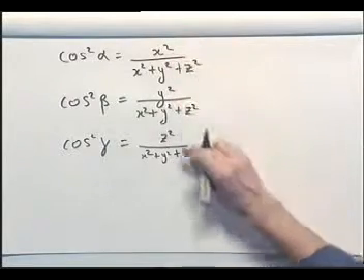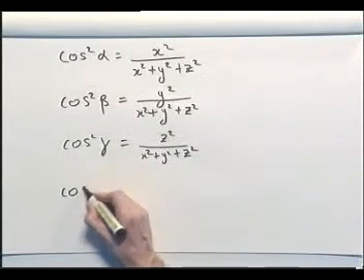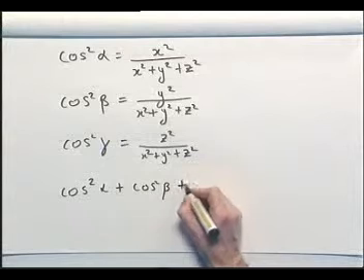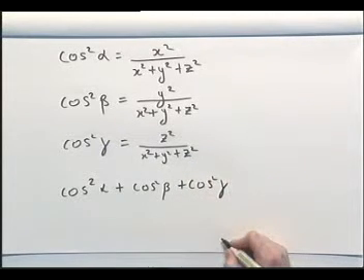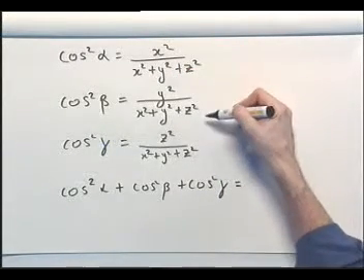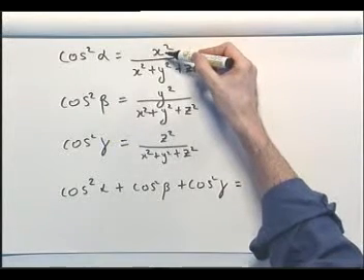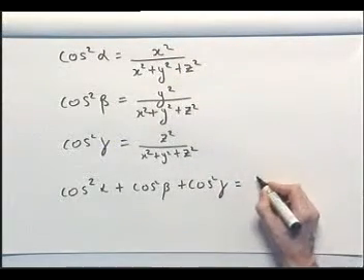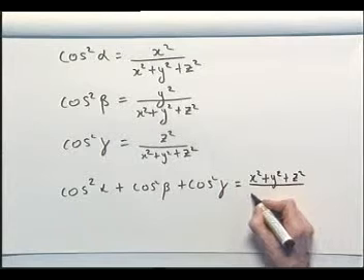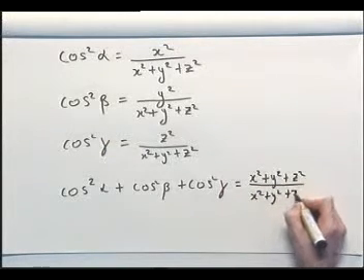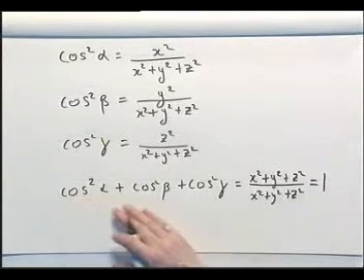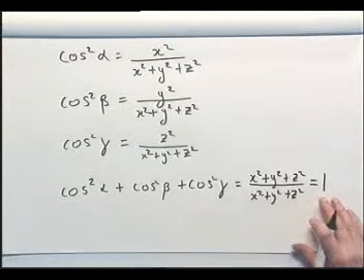Now we're looking at adding all of these three expressions together: cos squared alpha plus cos squared beta plus cos squared gamma. Well, they've all got exactly the same denominator, x squared plus y squared plus z squared. So we can just add together x squared plus y squared plus z squared in the numerator. So that's x squared plus y squared plus z squared all over x squared plus y squared plus z squared. Of course, that's just 1.